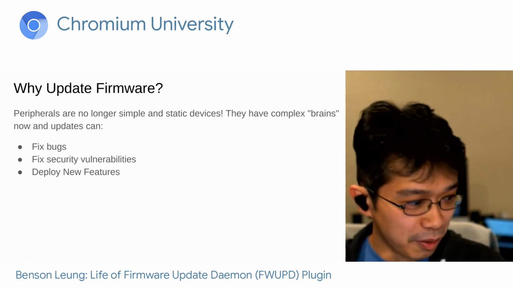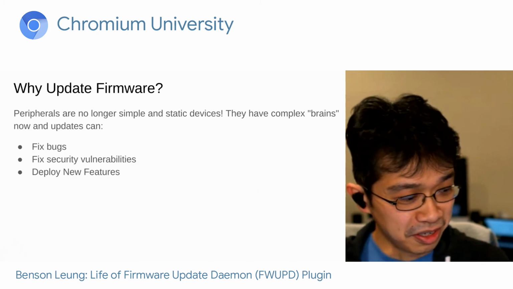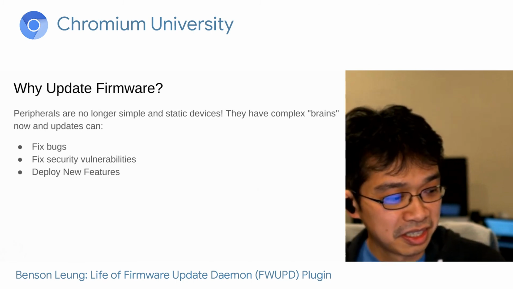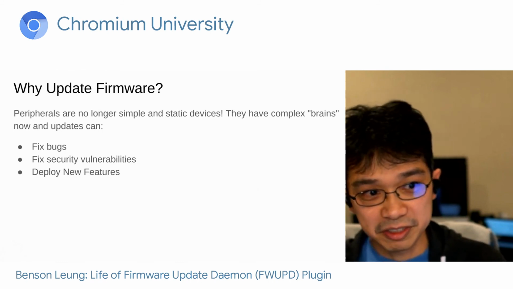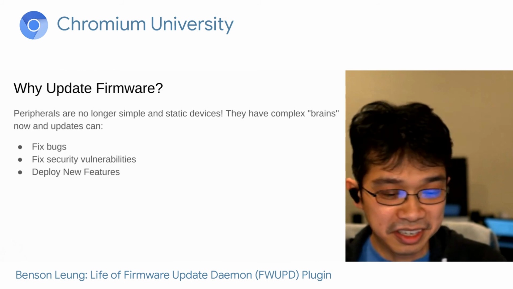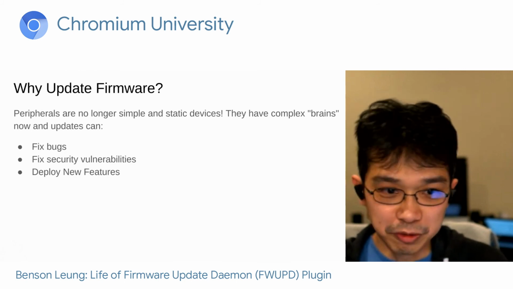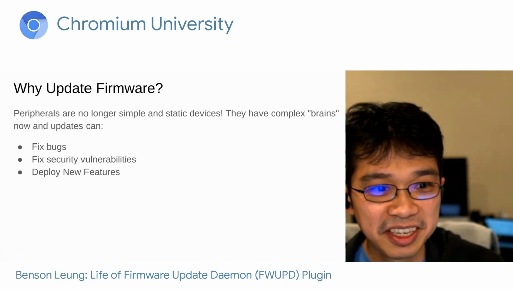Here are some very common reasons why someone might update the firmware on a device. Number one, you can fix bugs. Number two, if a security vulnerability is found, you certainly want to be able to update that. And thirdly, you want to be able to deploy new features if the hardware is capable of it, but the first release of the software wasn't.